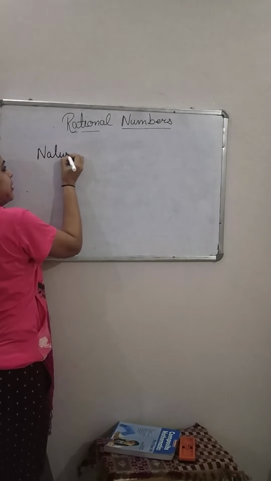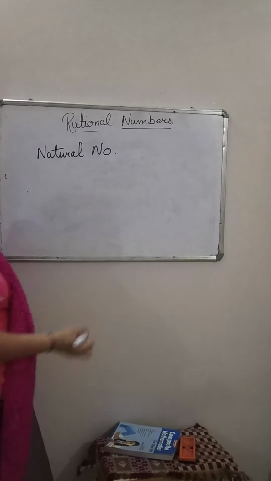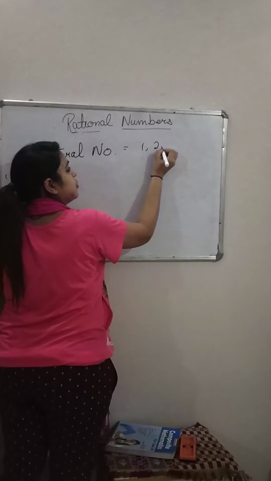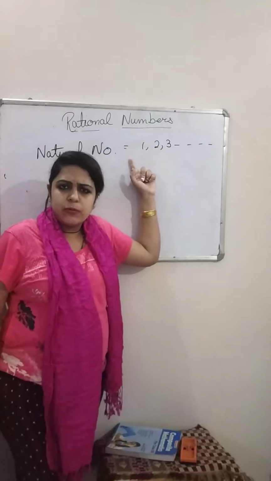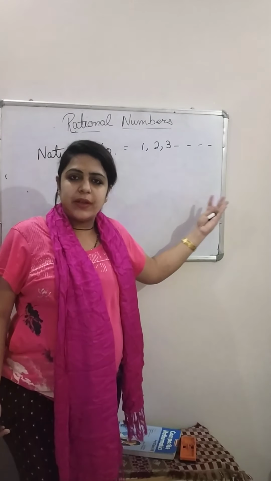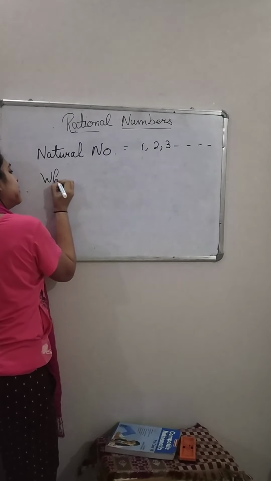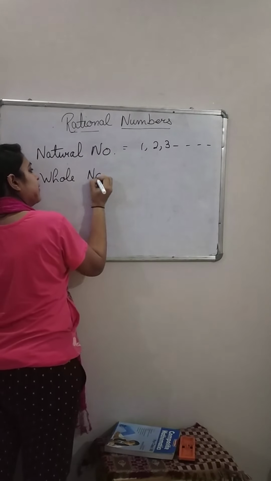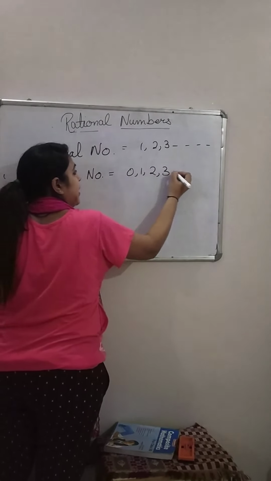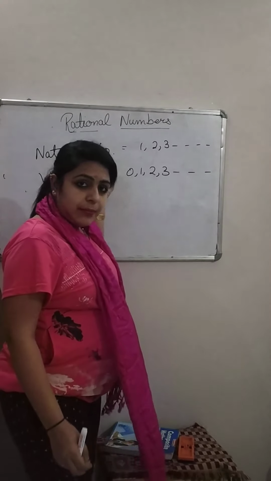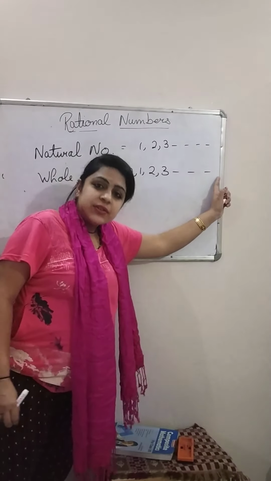All of you know what are natural numbers? Natural numbers are the 1, 2, 3 and so on. That means a complete number starting from 1. 1, 2, 3, 4 and so on. These are the natural numbers. Then coming to whole numbers. They are 0, 1, 2, 3 and so on. Natural number including 0 becomes the whole number. It is 0, 1, 2, 3 and so on.